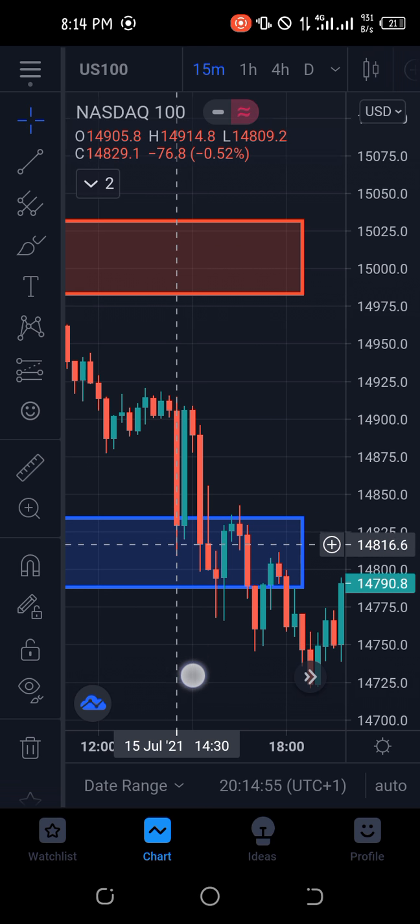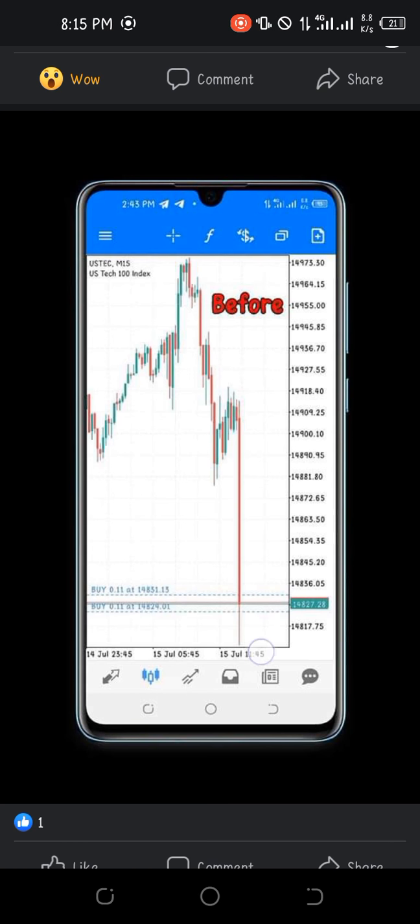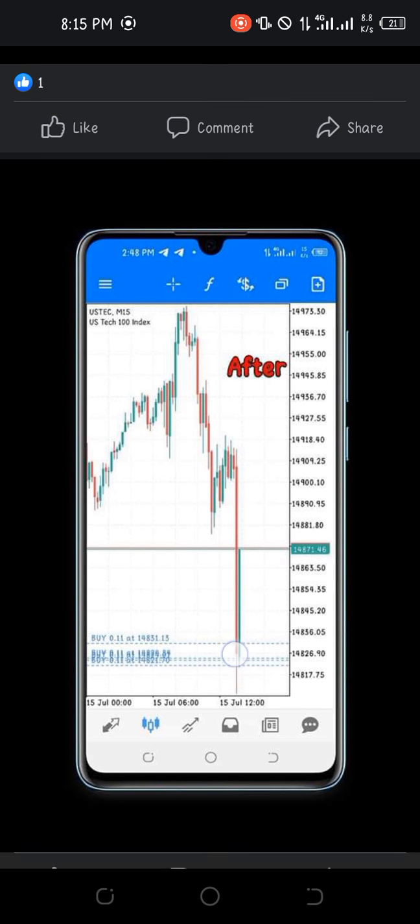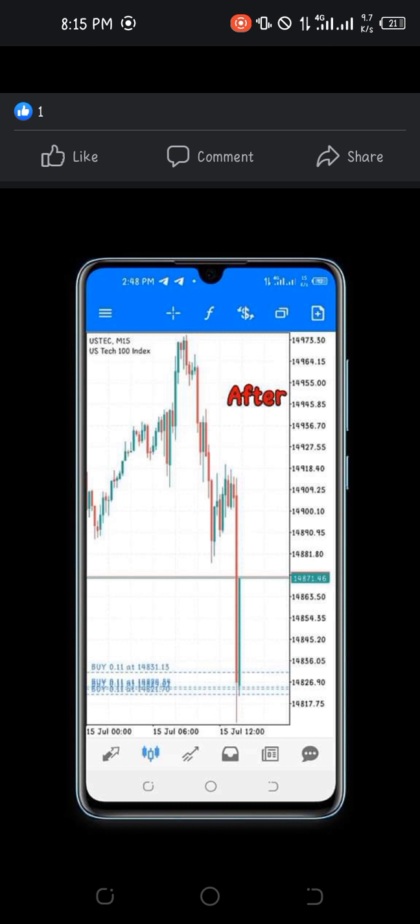So we entered at this red, boom. This blue candle just scattered every take profit. Now let me show you the next screenshot. Look at it. Can you see? It's very clear. You see, we even stacked more buys.